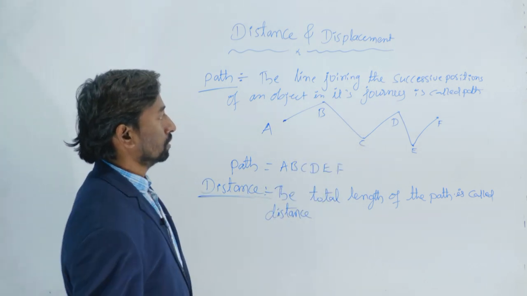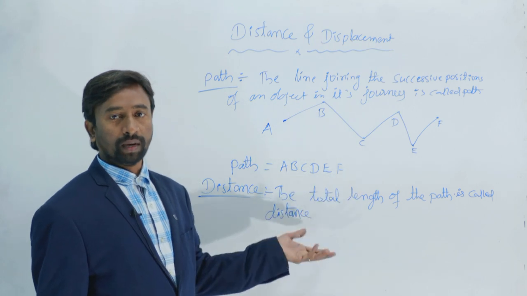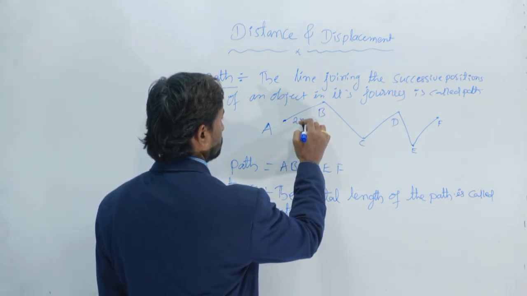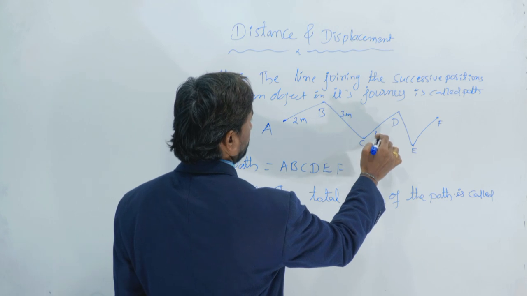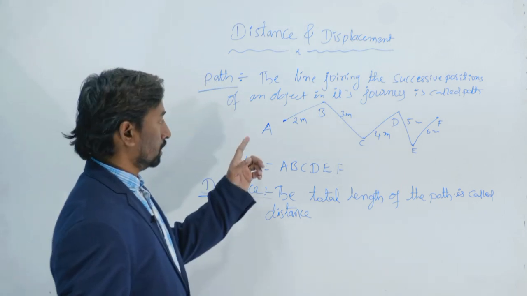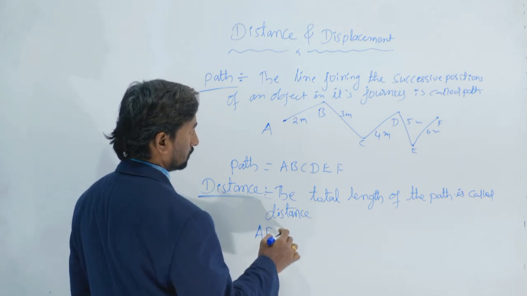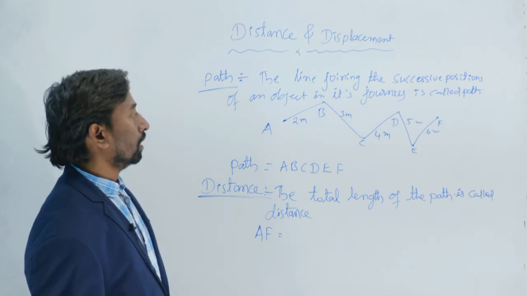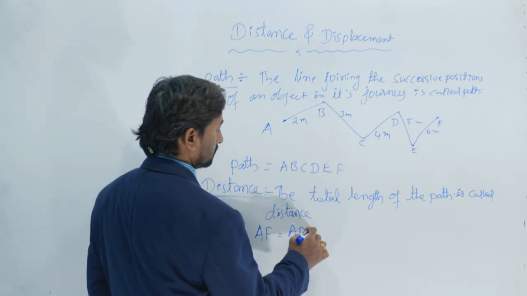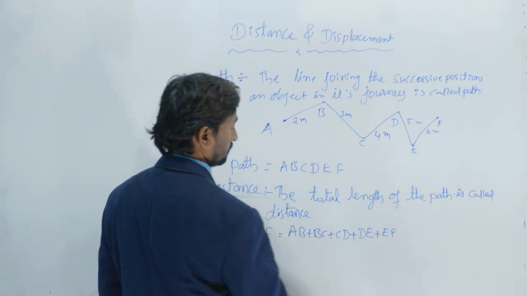Now how to measure this? We should get a value here. Distance will give a certain value, it will have a certain magnitude. Suppose in that diagram AB is 2 meters, and the others are 3 meters, 4 meters, 5 meters and 6 meters. Then the distance from the initial position to the final position, AF, can be written as the total length. We have to measure the total length of the different positions which it has crossed. That is AB plus BC plus CD plus DE plus EF.